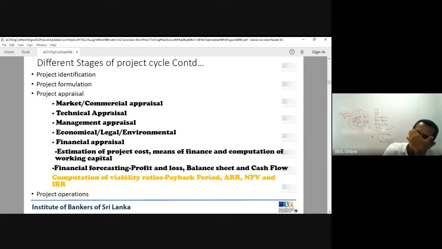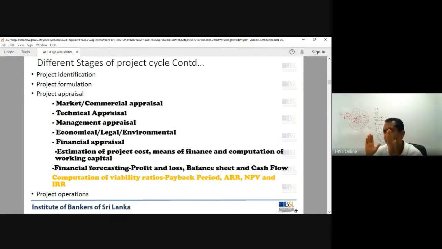Different stages of the project cycle: identification, formulation, project appraisal. Under project appraisal, we have market appraisal, technical appraisal, management, economical, environmental, and financial. We have to identify the PESTLE environment. That's the macro picture. So we will be talking about each of these items.